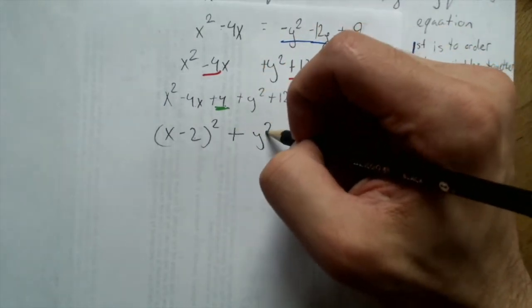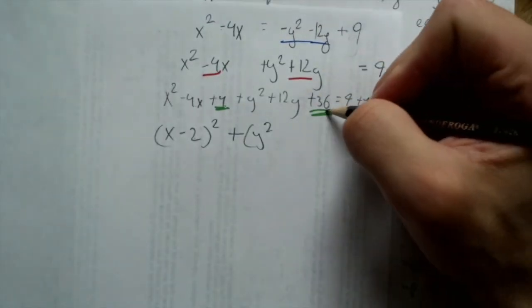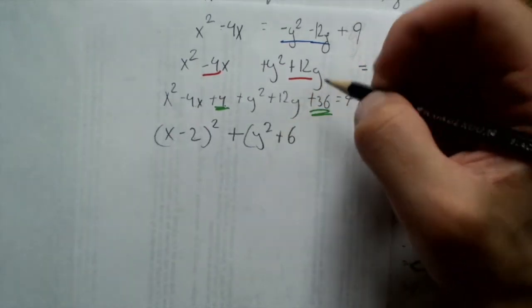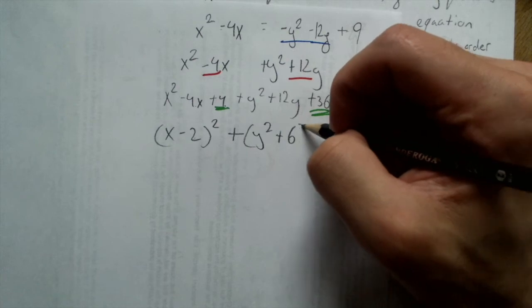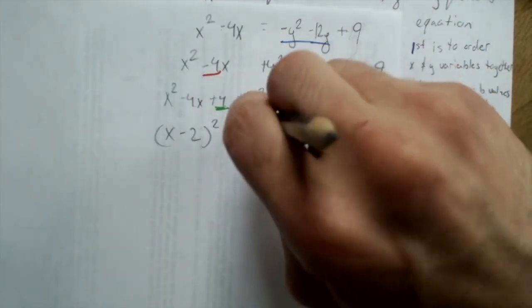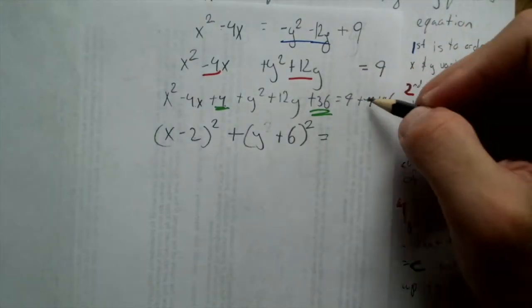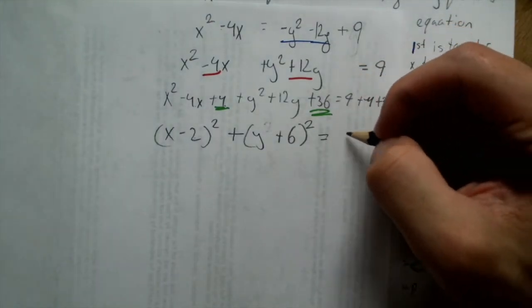On the right side, for our y squared, 6 times 6 gives us 36. 6 plus 6 gives us positive 12. And all of these values here combined are 49.